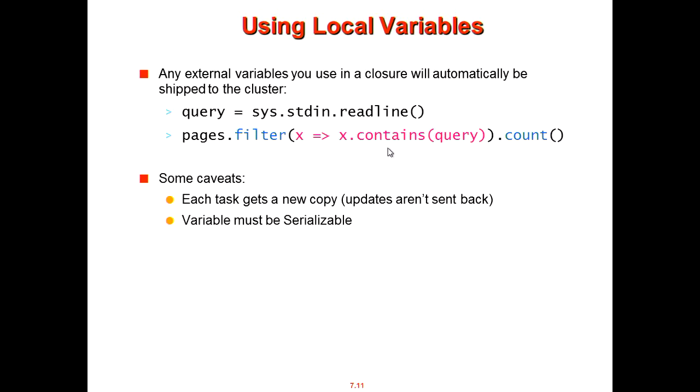This is okay if query is not a long string. If this external variable is not too big, then it's fine. But each task will get a new copy. Remember that this is only one direction: we can push the closure to the worker, but the update in the worker cannot be sent back to the driver. So the driver does not know if this is updated in the workers. Also the variables must be serializable, because they need to be sent out by I/O.